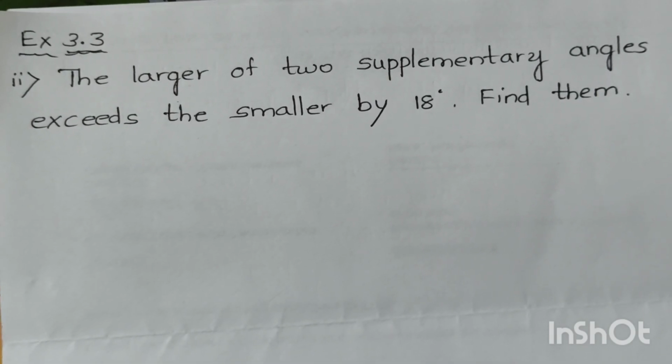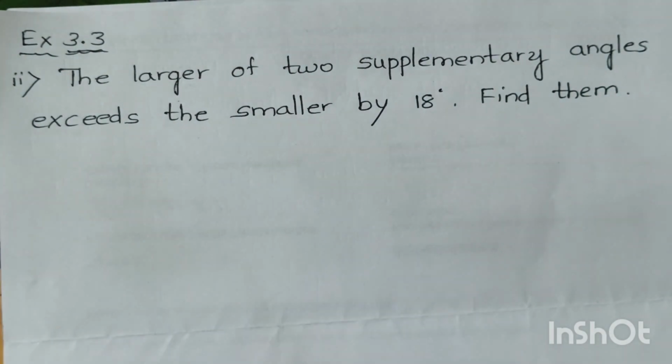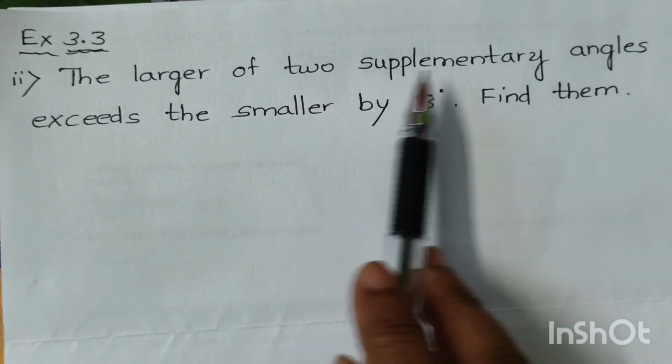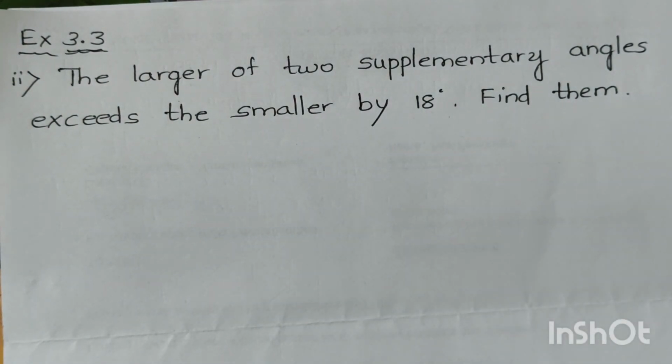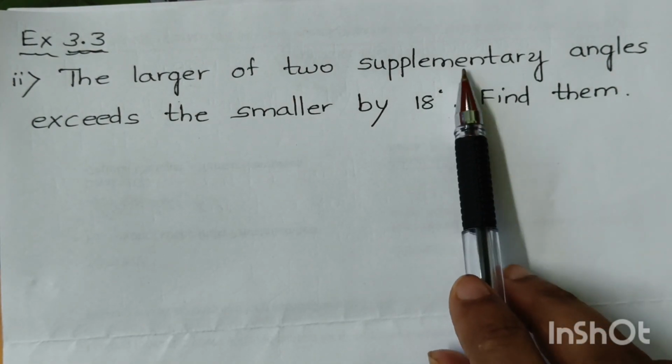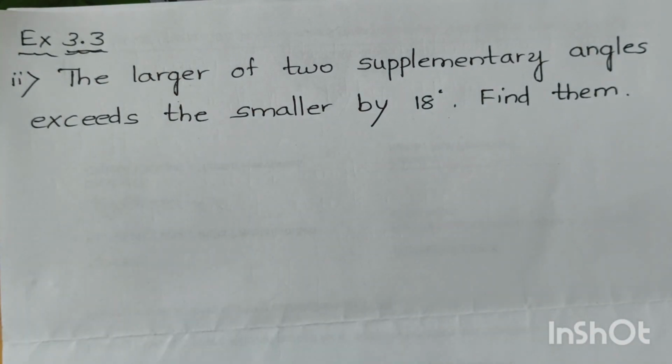Today we are solving a problem from the Class 10 NCERT syllabus, from the lesson Pair of Linear Equations in Two Variables. Exercise 3.3, question 3: form the pair of linear equations for the following problems and find their solution by the substitution method. In this we are solving the second problem. The larger of two supplementary angles exceeds the smaller by 18 degrees. Find them.